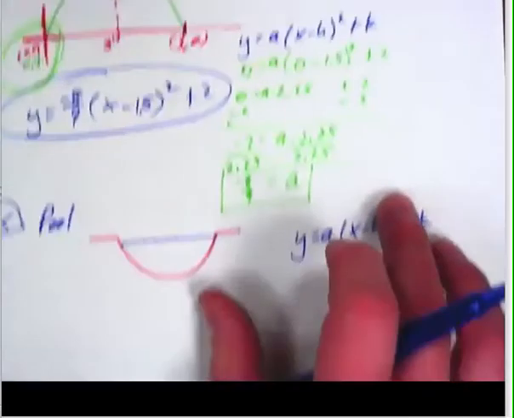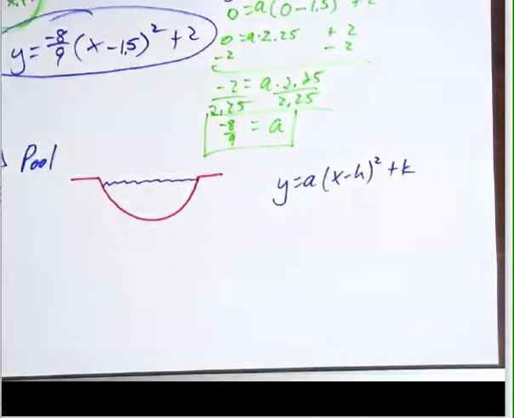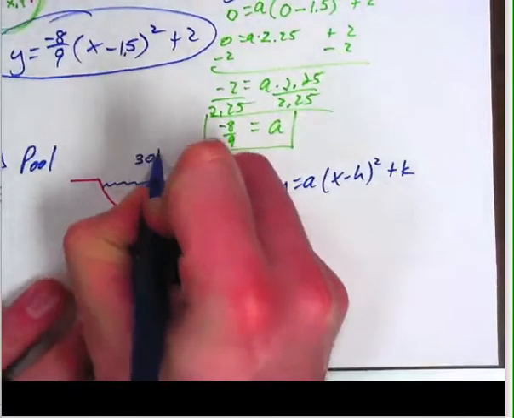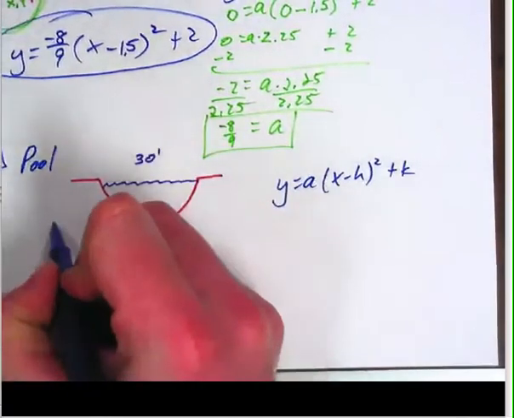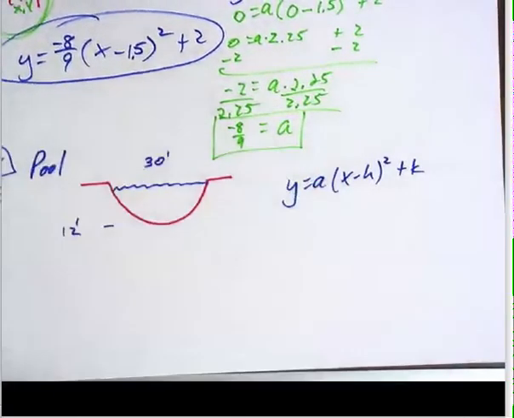Now the next thing is, I'm going to show you this pool. I'm going to give you the dimensions. I'd like you to pause the video and figure out the equation for yourself. The pool is 30 feet wide, and it's 12 feet deep at its deepest point. You now should be able to pause the video and work it out and figure out what your answer is. Go ahead and do that. I'm going to work it out now real quick.